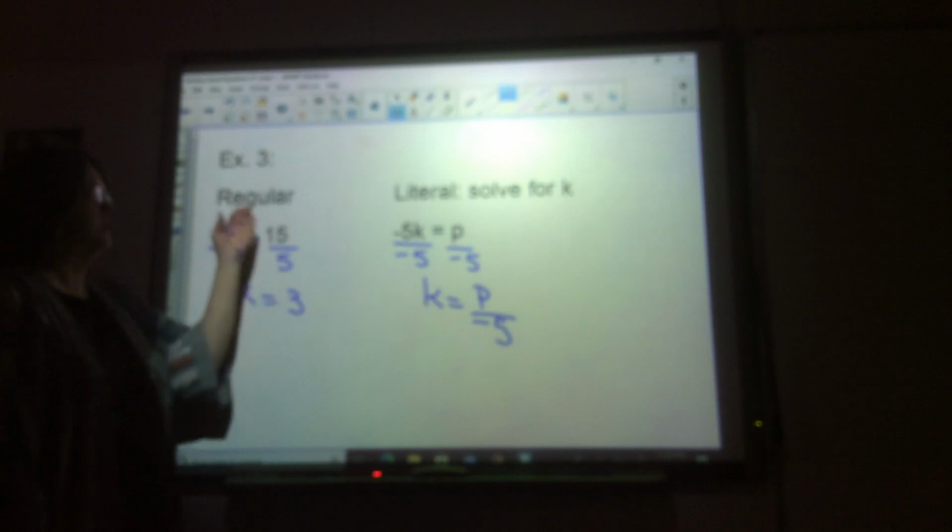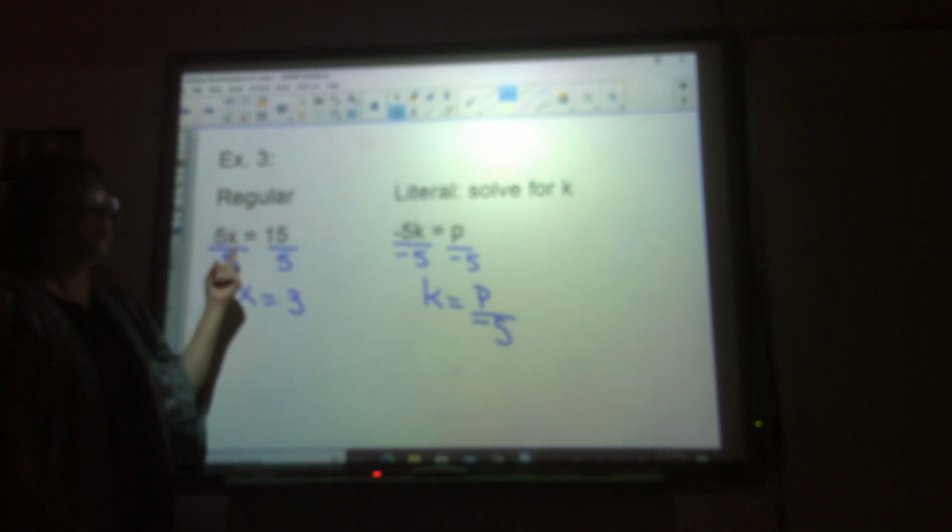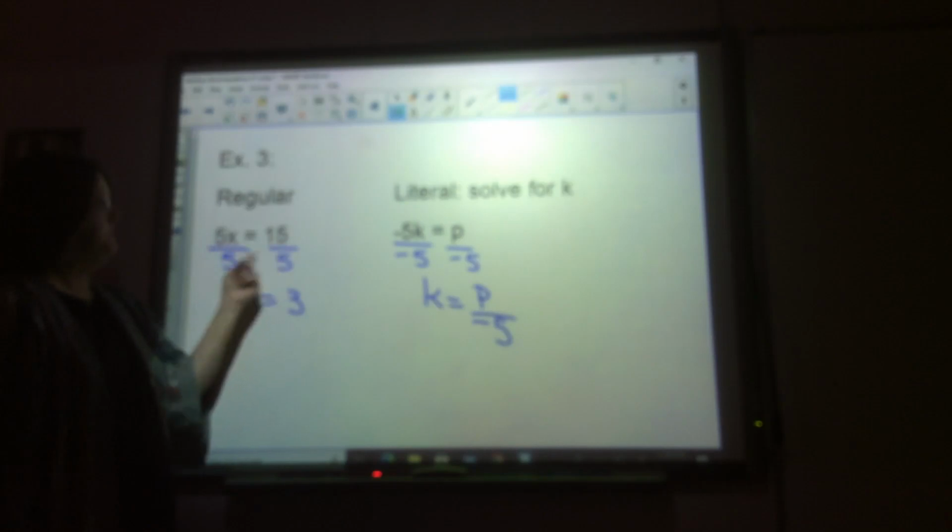And this time b is equal to a minus x. All right, here's a regular looking equation that we have done in the past. 5x equals 15, divided by 5, x is 3.